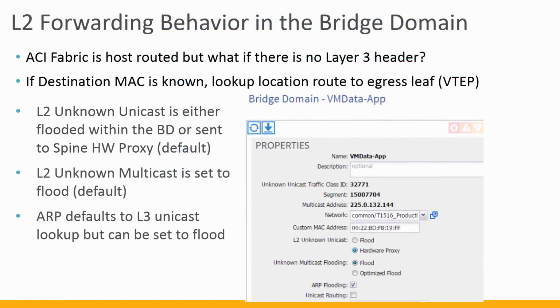So, layer 2 forwarding behavior in the bridge domain. The ACI fabric is what is called host routed. What this means is that the ACI fabric is not only learning MAC addresses like a legacy environment would, but it's also learning all the IP addresses. This is what allows us, and we're going to take a look in a lot more depth in the next module with ACI operations and fabric forwarding, to eschew the need for L2 unknown unicast flooding and ARP flooding.